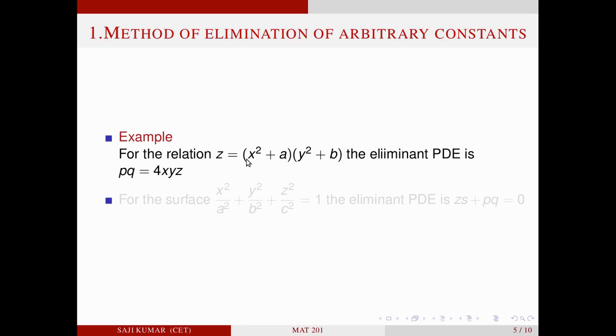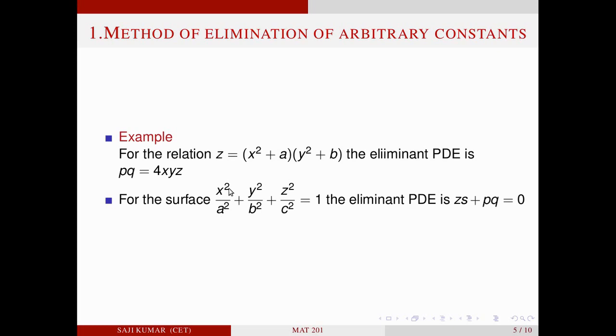And also see the relation between the number of independent variables and the number of arbitrary constants. Here we have exactly two independent variables, x and y, and two arbitrary constants. Because they are agreeing, we can expect a first order partial differential equation.